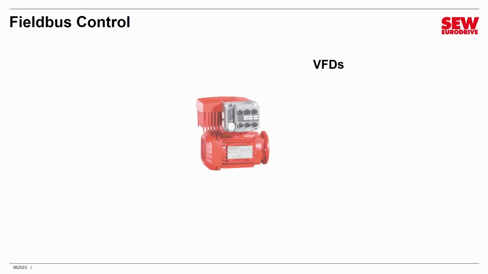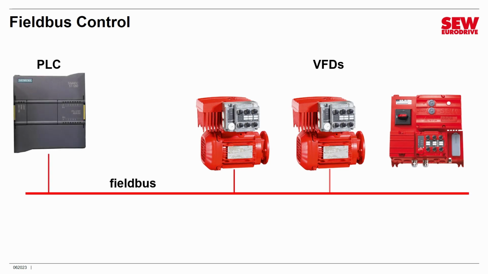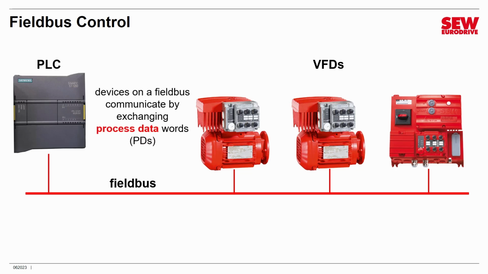Before we talk about the protocol, though, I would like to outline how fieldbus control works, and this is the same regardless of the particular brand of fieldbus. A fieldbus will have one or more VFDs attached to it. In this case, we have MOVIMOTs with field distributors. There will be some kind of control device. In this case, I have a Siemens PLC. The fieldbus connects everything together and provides communications. The devices on the fieldbus communicate by exchanging what are called process data words, or PDs.